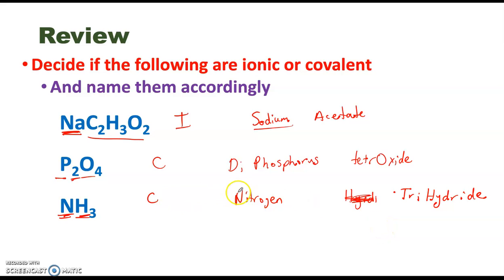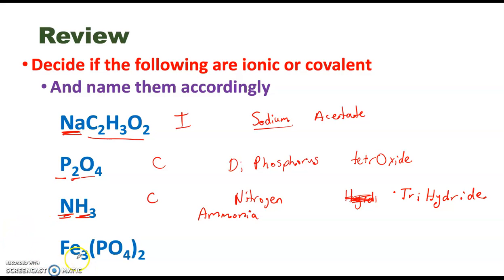It's covalent, so it needs prefixes. No Roman numerals necessary. We're good. The common name for this, though, is ammonia. No one would actually call this nitrogen trihydride. Give this one a shot.